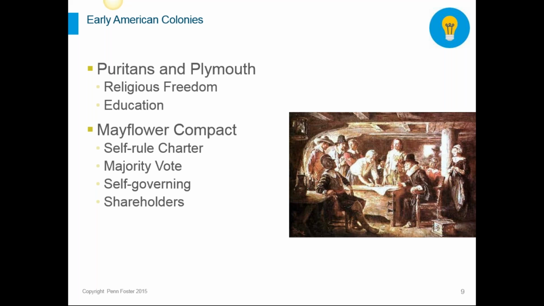We're going to self-govern. We're not going to allow, like Virginia, a privy council. They're not going to allow the English crown to rule them. They want to have self-government. They want to be able to make their own decisions. And the shareholders of the Mayflower Compact and the Massachusetts Bay Colony were going to be the primary decision makers, able to help the colonial governor make decisions.